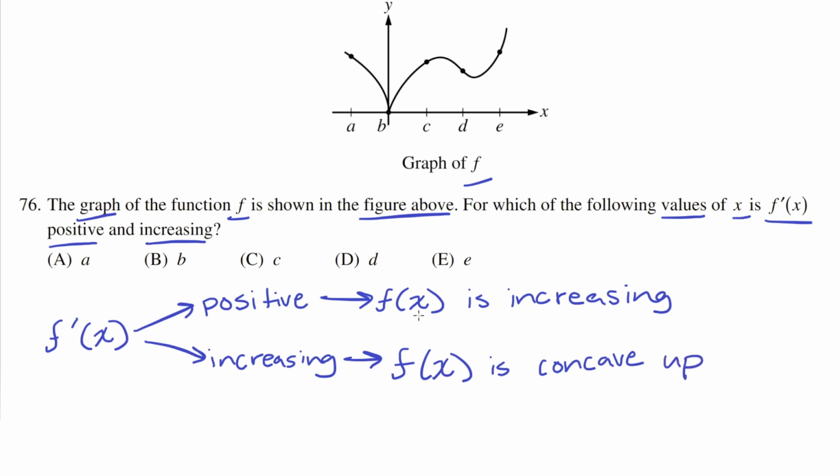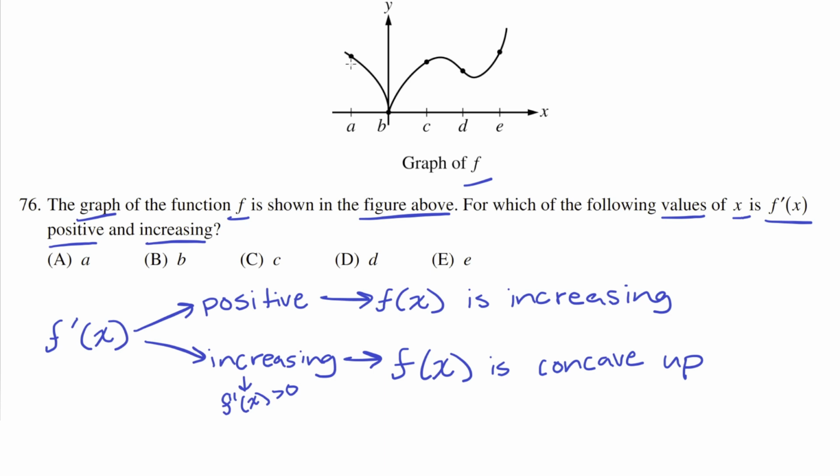So we know f of x is increasing because its first derivative is positive, and we know that f of x is concave up when the first derivative is increasing, because when the first derivative is increasing, that means the second derivative, f double prime of x, is greater than 0. So we need to find out which one of these points, a, b, c, d, e, is at a point on the graph that is increasing and concave up.